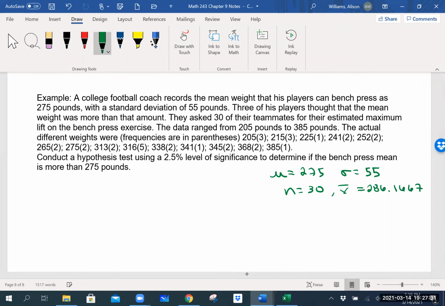286.1667. If I have decimals, I will usually at least do 4 decimal places, if not more. Okay. I like to make certain that I've got that correct. Otherwise, I might get my answer a little bit off. So more decimals is a little bit better. Let's go ahead now that we have all the information we need. Let's go ahead and write our null and alternative hypothesis.